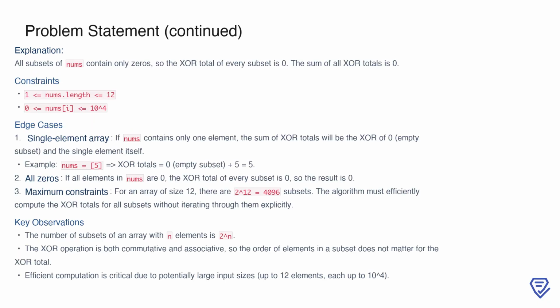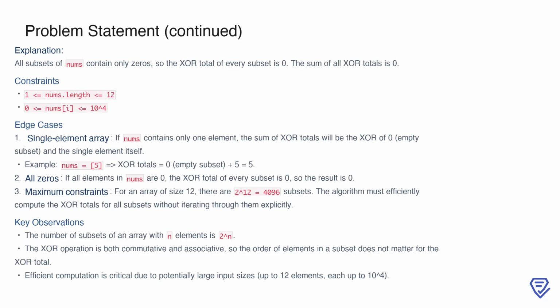To ensure the solution works for all cases, let's consider the constraints and edge cases. First, the input size is limited to nums.length equals 12, which means there can be up to 2^12 equals 4096 subsets. Additionally, each element in the array can be as large as 10^4. For special cases, if nums contains only one element, the XOR totals will simply be the XOR of 0 from the empty subset and the single element itself.